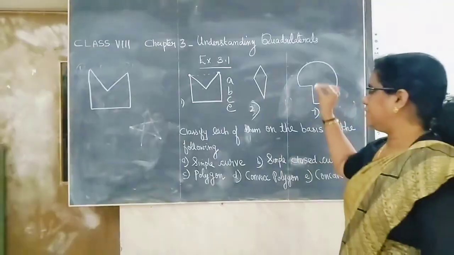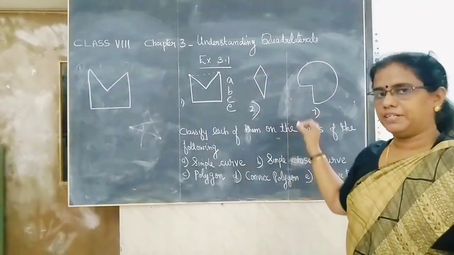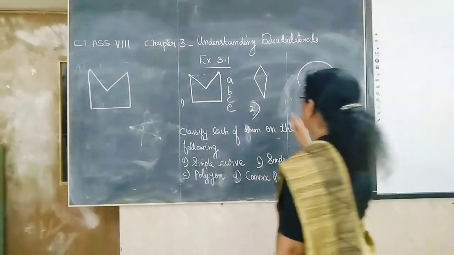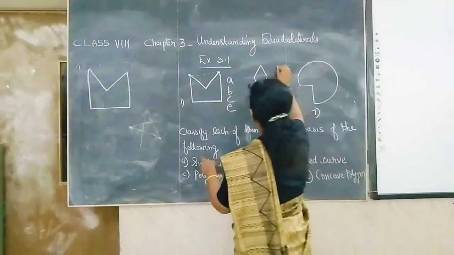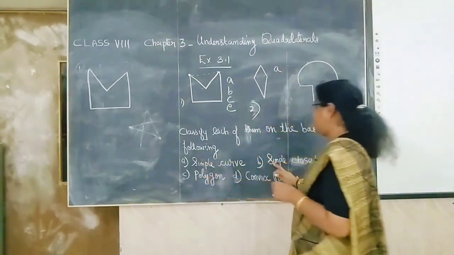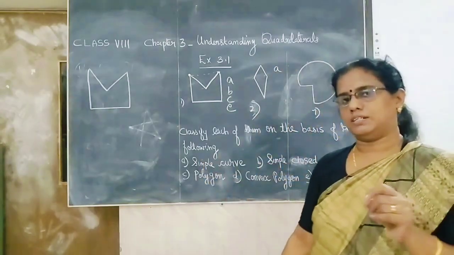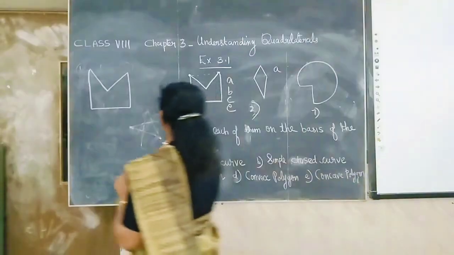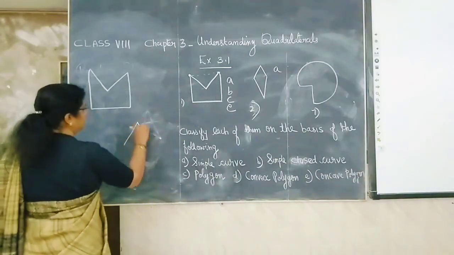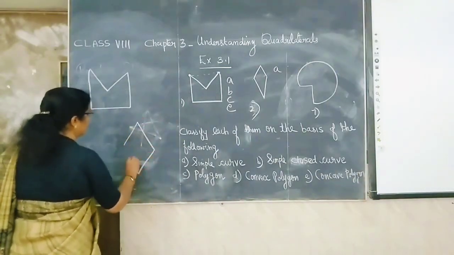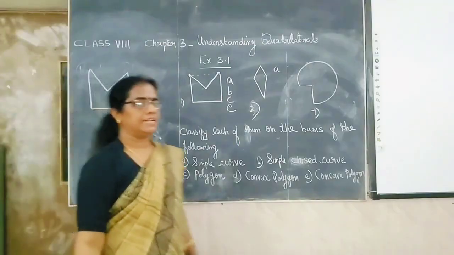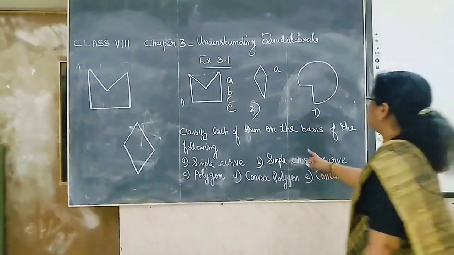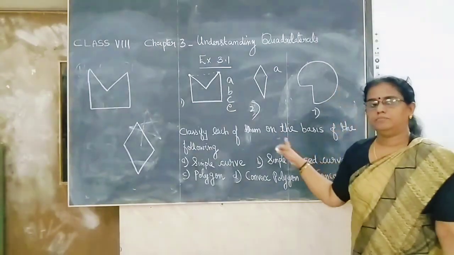That is, without lifting the pencil, we can complete the figure. Also, it is not crossing itself. Therefore, it is a simple curve. So, first condition is satisfied. Now, simple closed curve. Closed means starting and end points are same. You can draw like this. That is, starting and end points are same. So, it is simple closed curve.